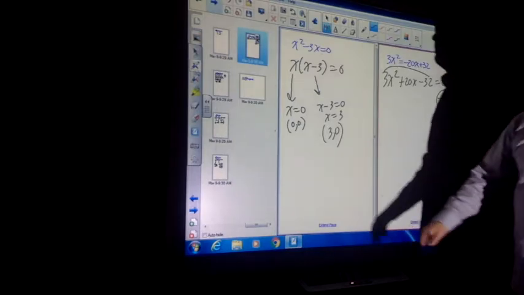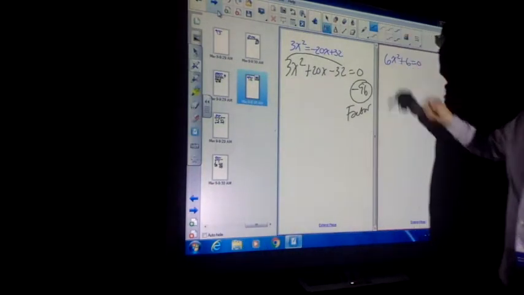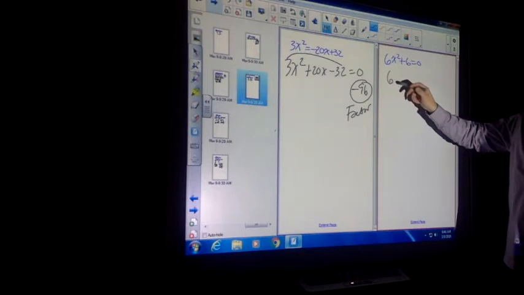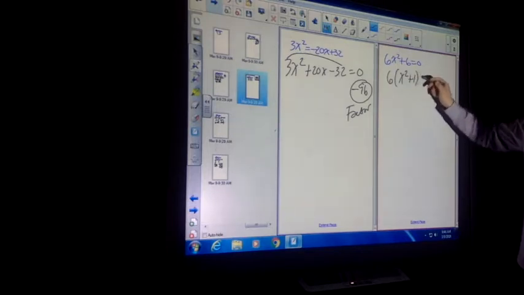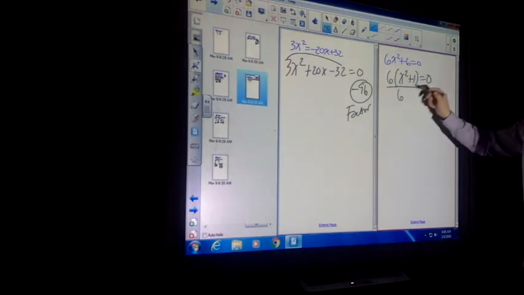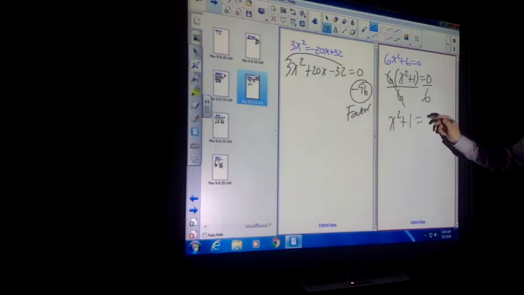Is this the last problem? There's the last 3. That's it? Yeah. So this one, it looks like they both have a 6 in common. Hey, is this a perfect square? Well, let's see. I can divide by 6, so those cancel. So I get x squared plus 1 equals 0.